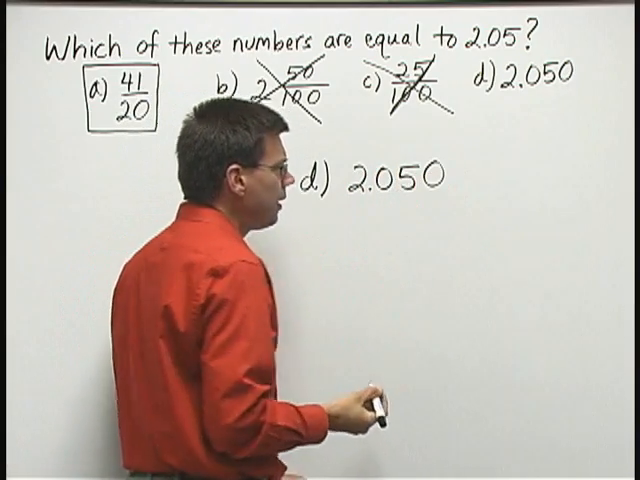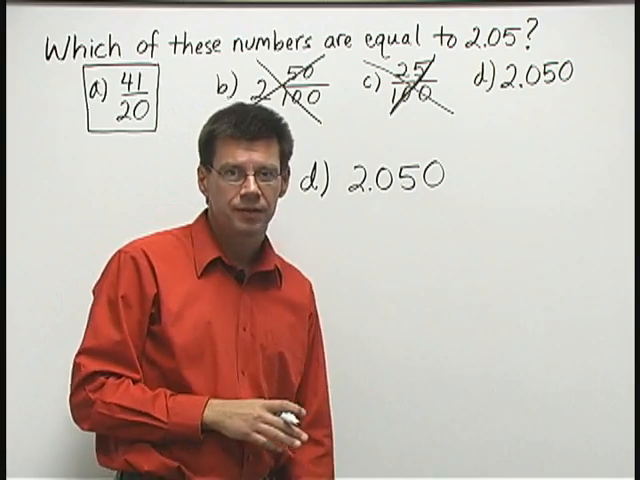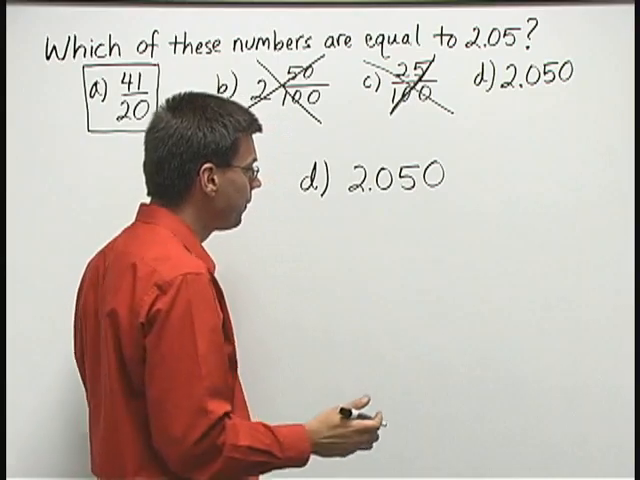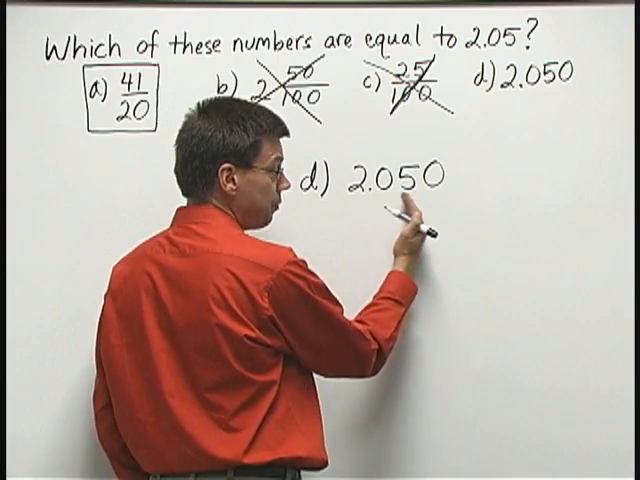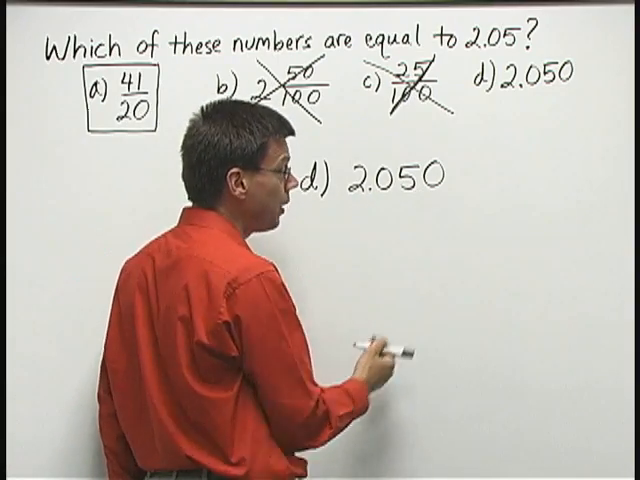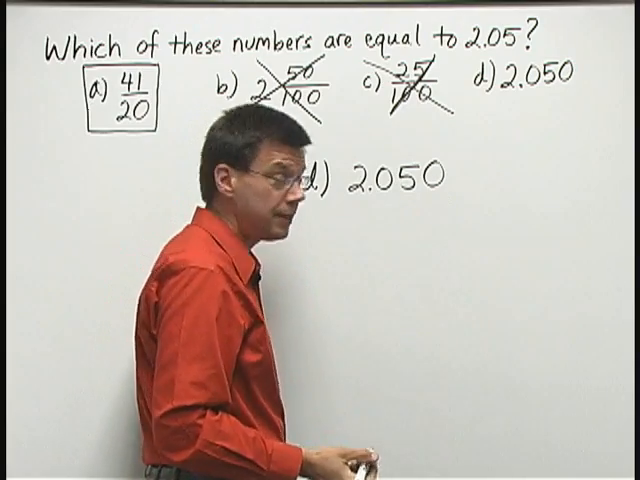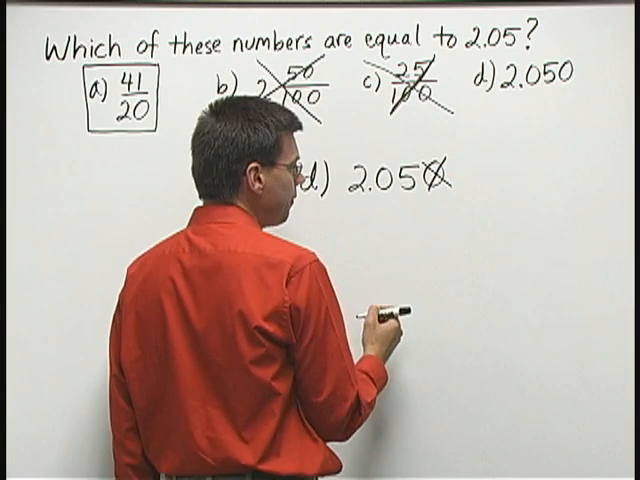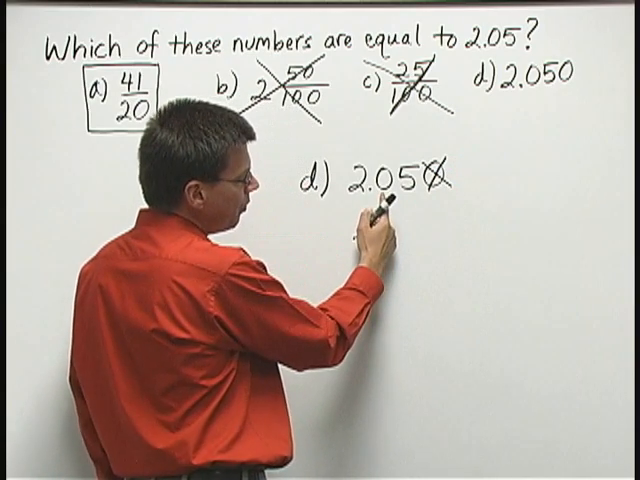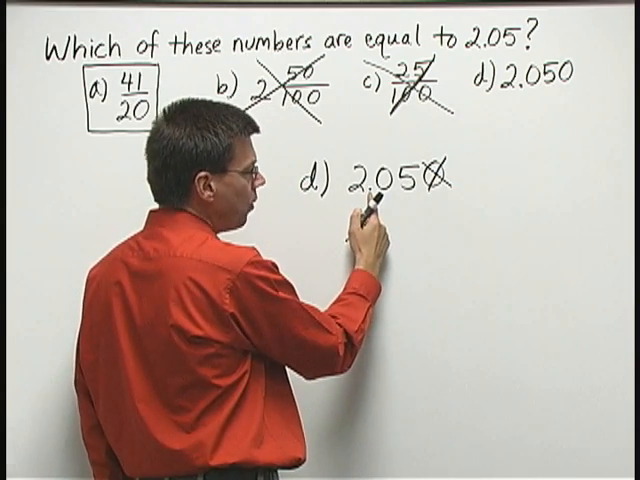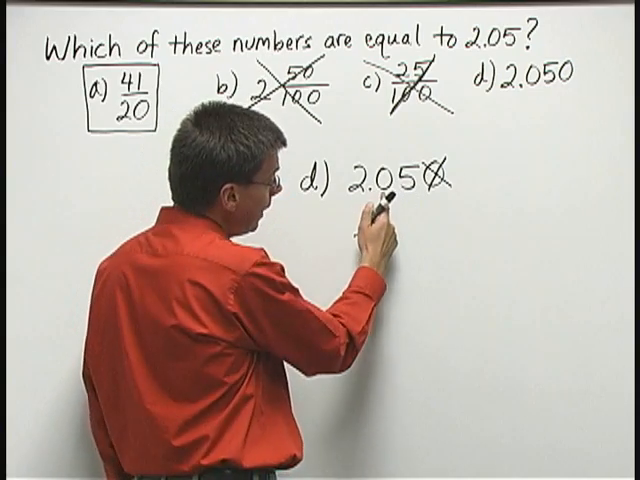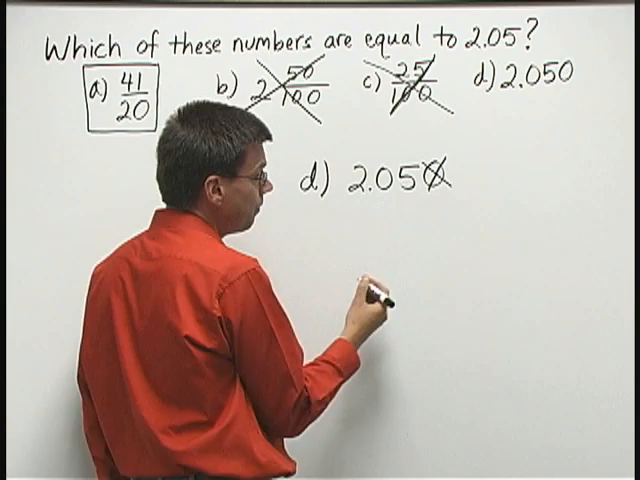2.050. Now, sometimes zeros are necessary on a decimal number, and sometimes they're not necessary. When we're beyond the decimal point, to the right of the decimal point, zeros on the end of a decimal are not necessary. They can be dropped off. This 0 in between the 2 point and the 5, though, is absolutely necessary. That affects the value of the decimal.